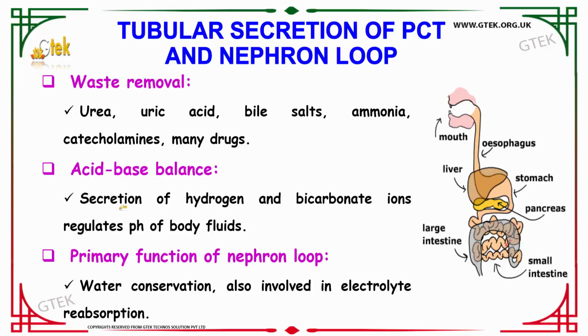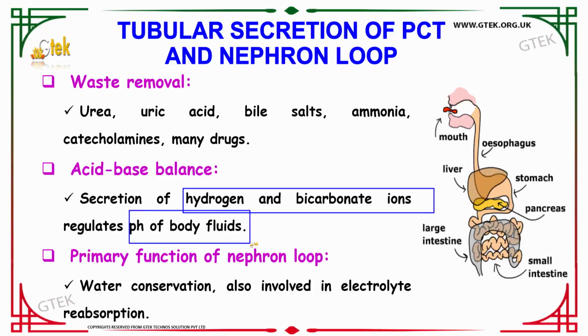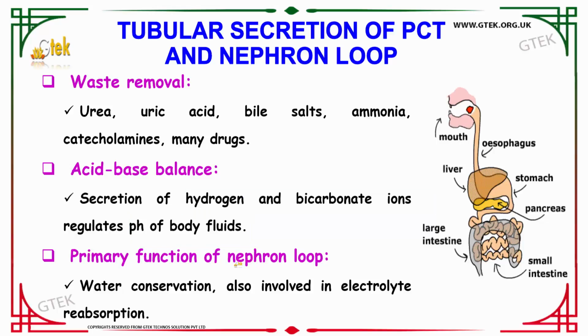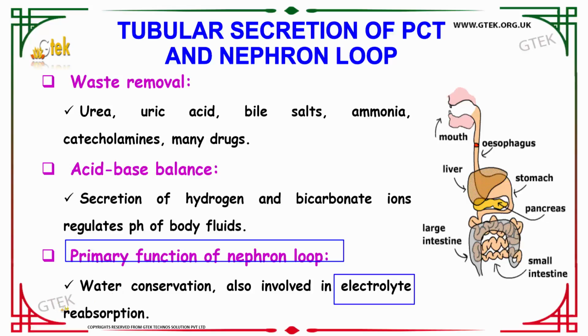To balance the secretion of hydrogen and bicarbonate ions in your body, which regulates the pH of the body fluids, the nephron loop does the acid-base balance by secreting hydrogen and bicarbonate ions. The primary function of your nephron loop is to conserve water, and it is also involved in electrolyte reabsorption, which prevents the body from dehydration.